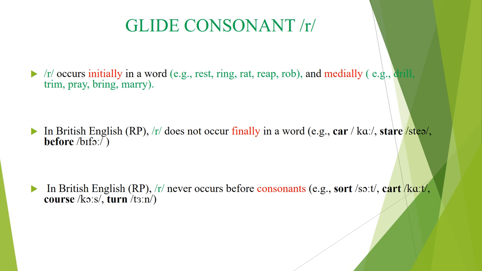In British English, RP received pronunciation, ra does not occur finally in a word. For example, car, stare, before. Also, in British English, ra never occurs before consonants. For example, sort, caught, course, turn.